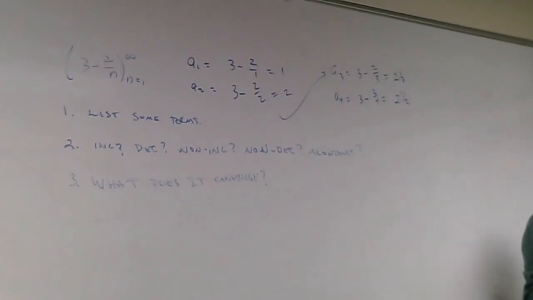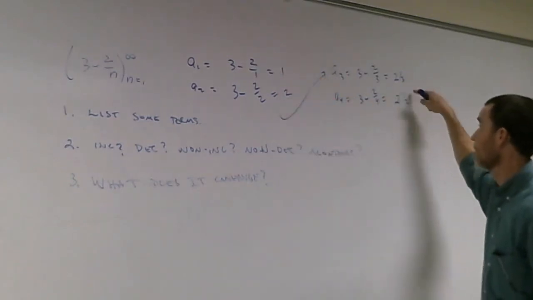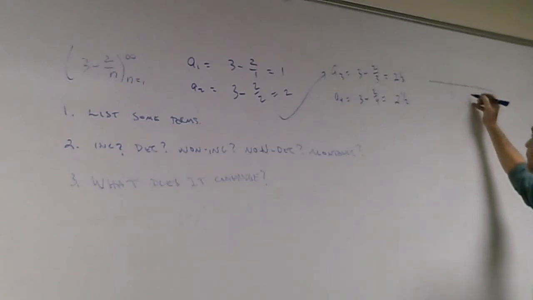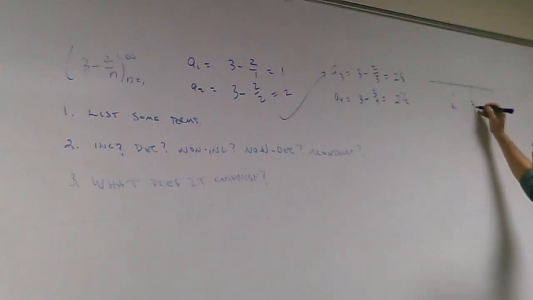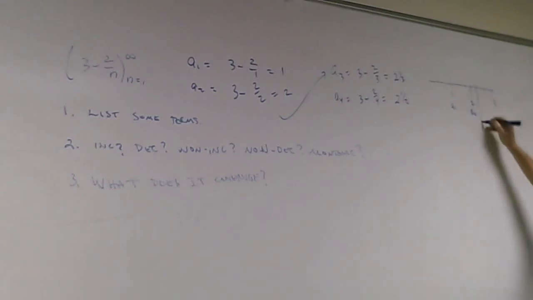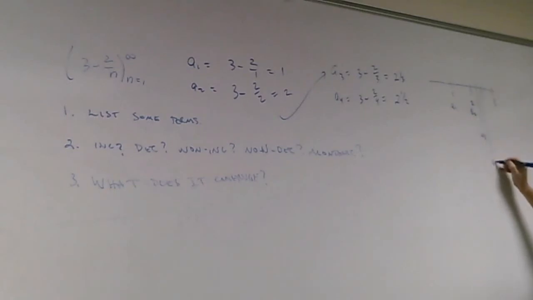Okay, what can you tell me about it? Increasing. Strictly increasing, right? 1's less than 2, 2's less than 2 1/3, which is less than 2 1/2. When you get confused, put them on the number line. That's a 1. That's a 2. 3's out here. Here's a 3 1/3. Here's a 4.